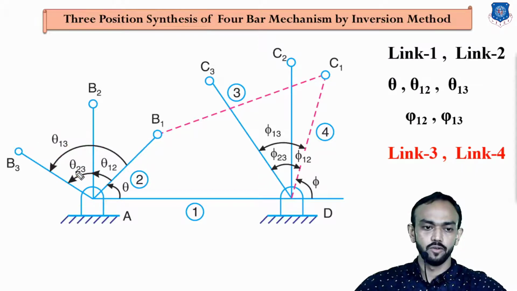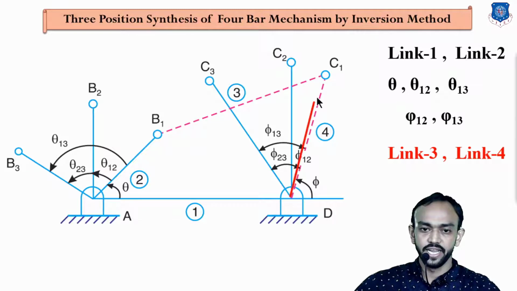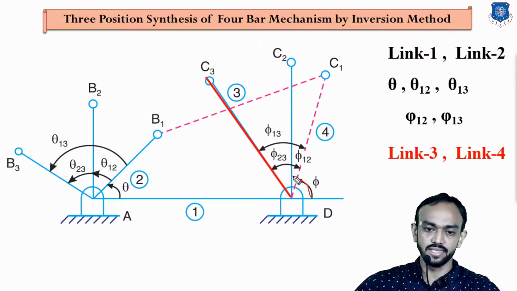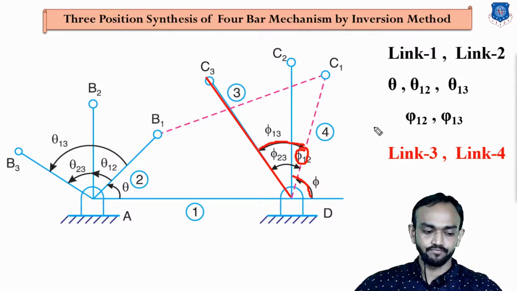We don't need that. And same as for the output, you can see the initial position here is DC1, after that the second position and then the third position, and the output angle will be there. Same as the input angle, phi is the initial angle, and for the second position there is phi 1 2, and after that phi 1 3. So these are the data.